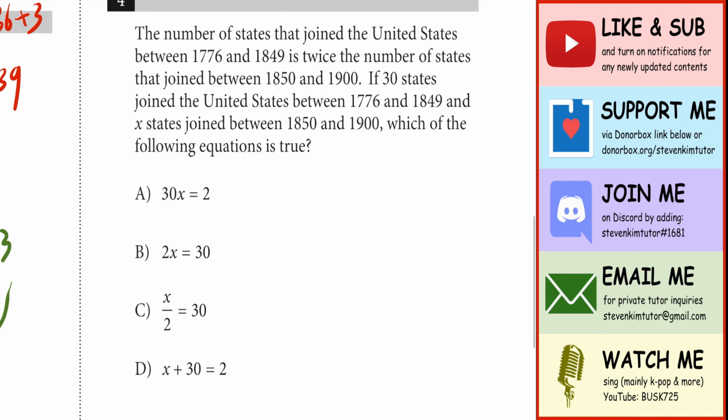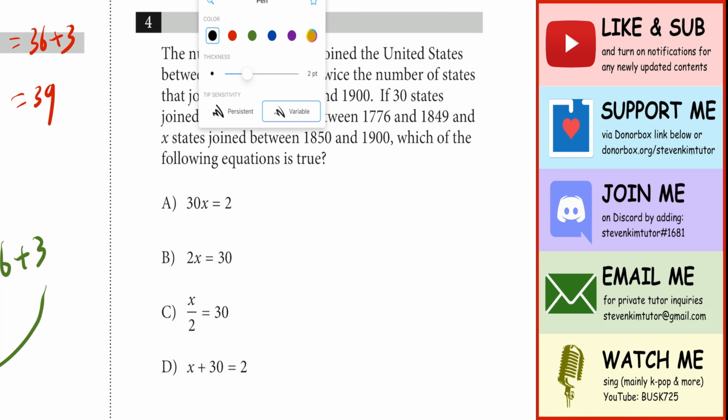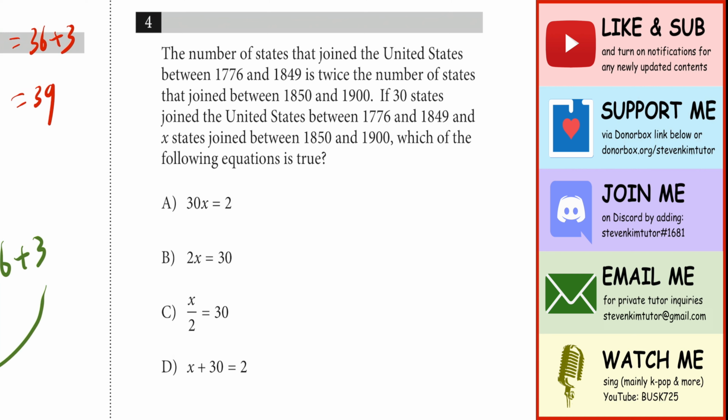Number 4, the number of states that had joined the United States between 1776 and 1849 is twice the number of states that joined between 1850 and 1900. So this is where a lot of people trip. When you do this, is it x is equal to 2y or 2x is equal to y? People always get confused where to put that times 2, right? So this is the way that I like to think about it. 1776 to 1849 and 1850 to 1900. They said that period, the 1776 to 1849, that's twice.